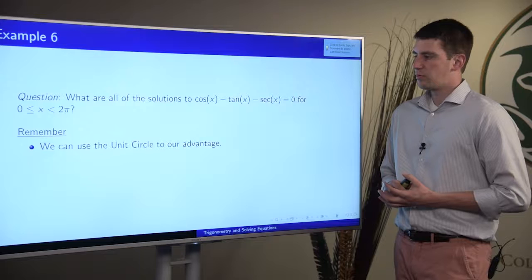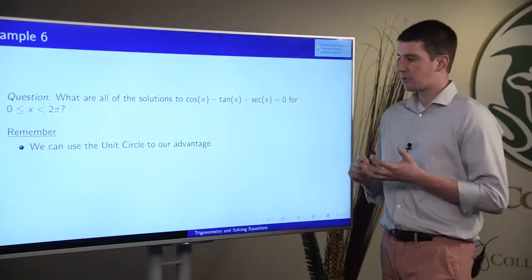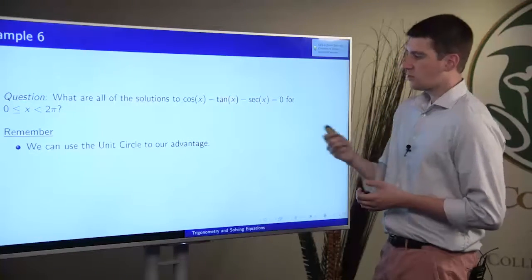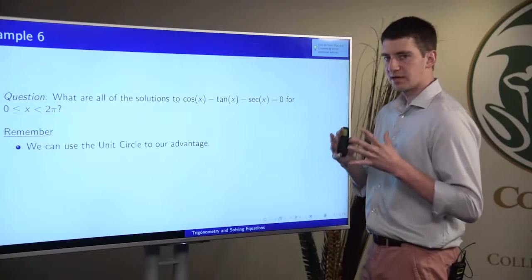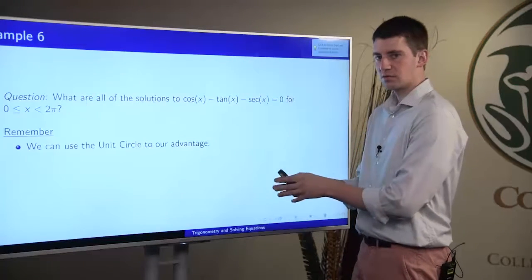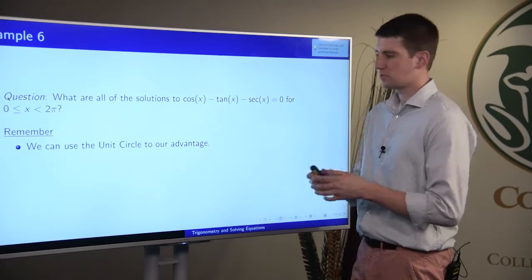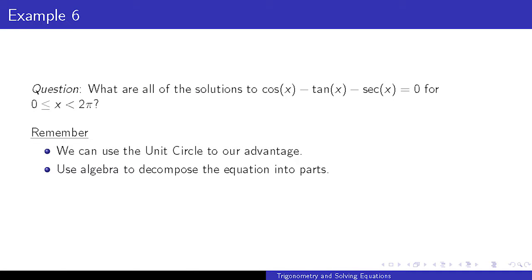So, before we start solving this, let's remember a few things. First of all, we can use the unit circle to our advantage. If we have everything written as sine of some angle equal to a number, we can solve that likewise with cosine. Another thing we can do is use algebra to decompose the equation into parts. And we have to check our domain.